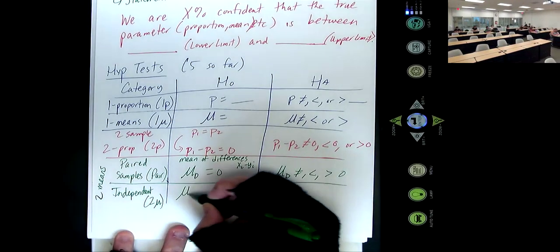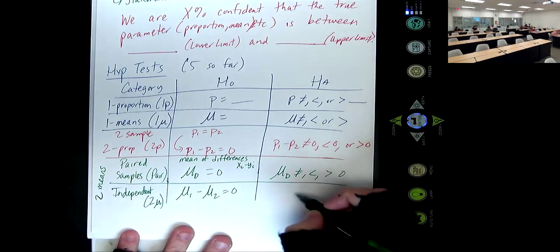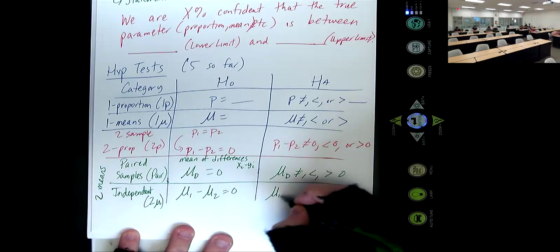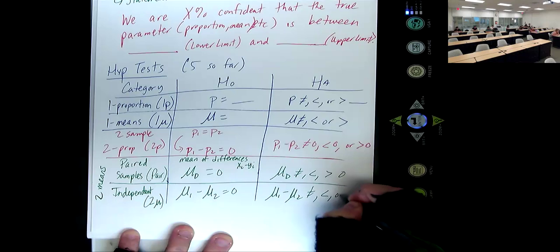This one, it's the mean of the two different groups subtracted. So you find the mean of each group and subtract them, and then over here it's again the not equal to, less than, or greater than the same value.